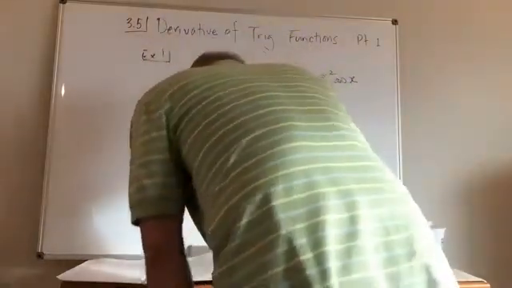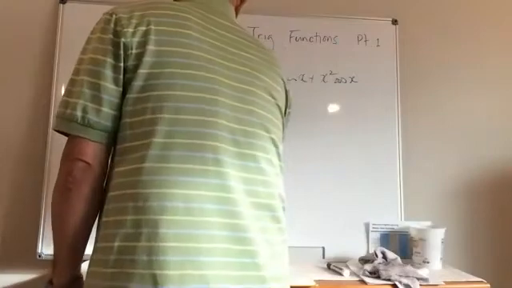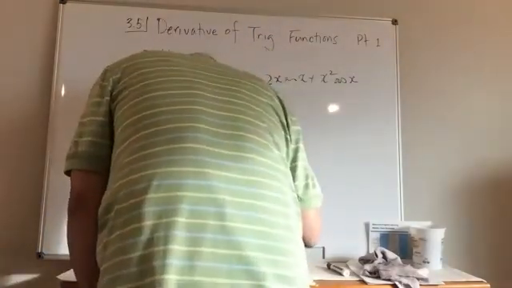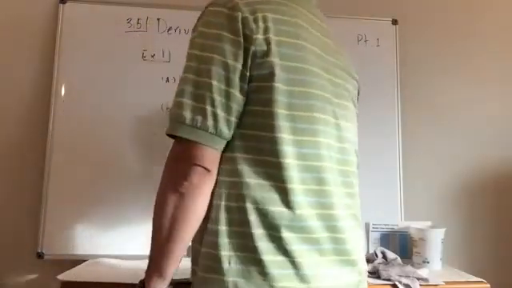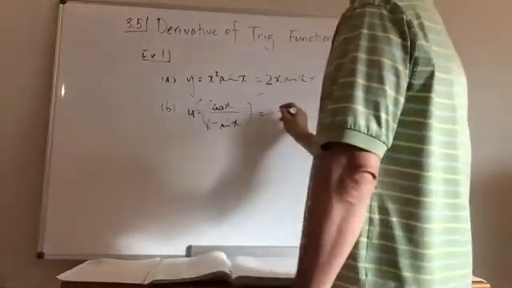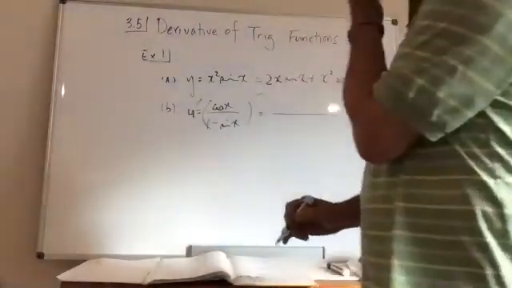Okay. B, what do we have here? u is equal to cosine x over 1 minus sine x. So let's go ahead and now take the derivative of this. If I take the derivative of this, I get what? What am I going to use? How am I going to do this?